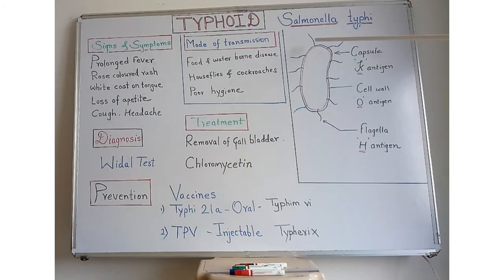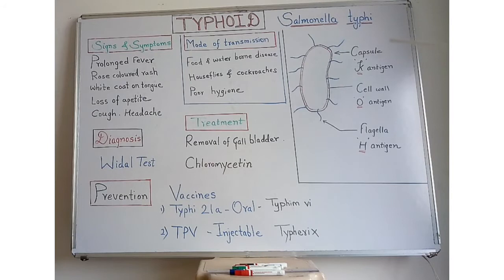The outermost membrane is called the capsule. There is one more covering present below the capsule, called the cell wall, and the hair-like structures that are present are called flagella, which is a locomotory organelle that helps in movement and locomotion.